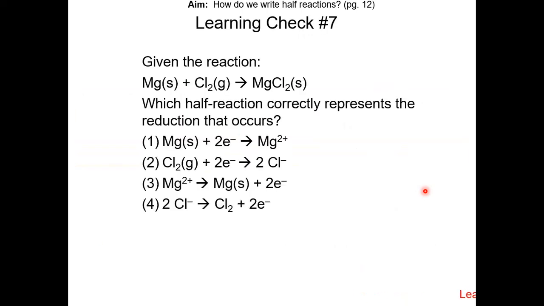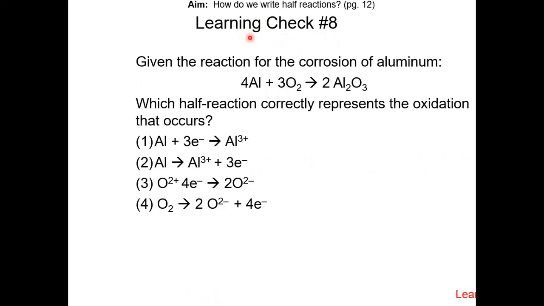Learning check number 7. Given the reaction, which half reaction correctly represents the reduction that occurs? Pause the video and resume when completed. The first step is to figure out which element is being reduced. It is chlorine. It goes from 0 to -1. So the best answer is choice 2 because electrons are on the reactant side for reduction half reactions.